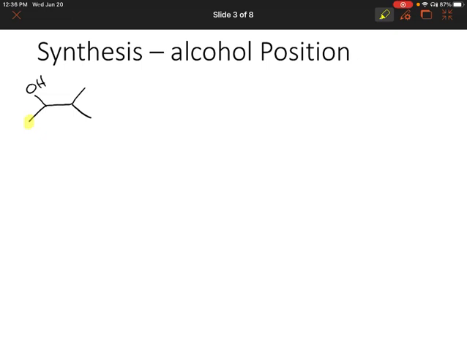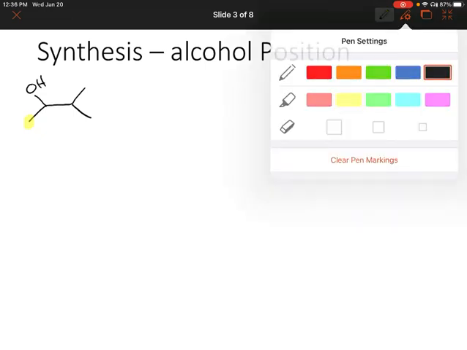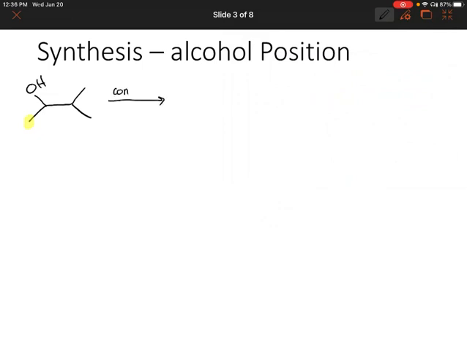Well, this is very similar to the last problem. We want to go through elimination, create a double bond, and then perform an addition reaction that places the OH group where we want it to go. However, if we're going to perform elimination in this case, OH isn't a very good leaving group, right? It's a poor leaving group. So we have to convert that to a better leaving group. So maybe, for instance, we convert that into a tosyl group.